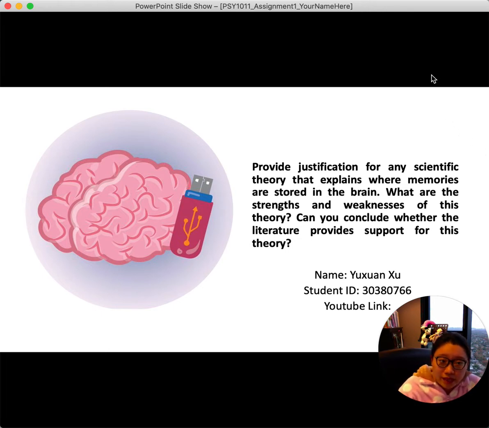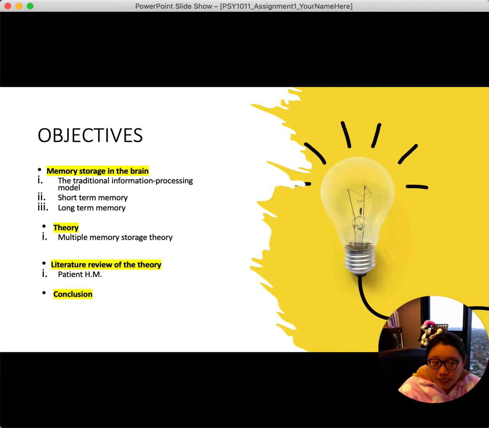Before exploring the scientific proof and the different parts of the brain that are involved in memory storage, let's look at the objectives. Our first objective is to look at memory storage within the brain by understanding the traditional information processing model. Secondly, we will look at the multiple memory storage theory and its strengths and weaknesses. Lastly, to support the theory, I present the patient HM experiment. So let's get started.